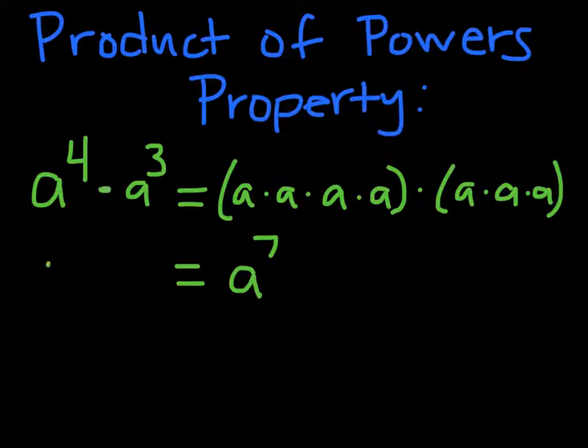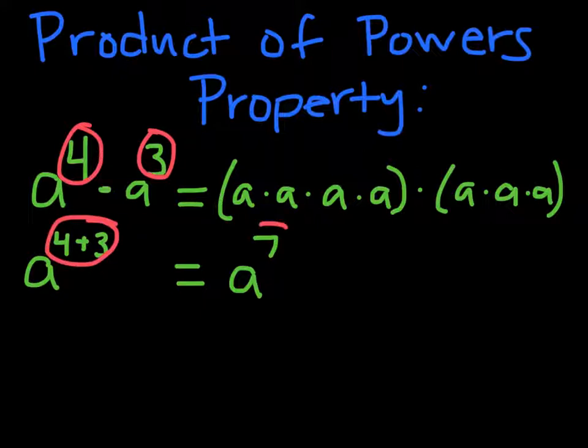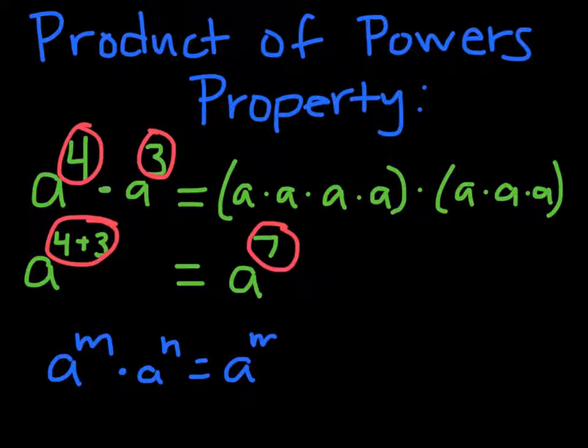So what we've really done here is take a to the 4th plus 3 equals a to the 7th. So we've taken our exponents, added them together, and gotten our final answer. To write this property in algebra, we would write a to the m times a to the n equals a to the m plus n. That is the product of powers property. Let's move on to a problem that uses this idea.